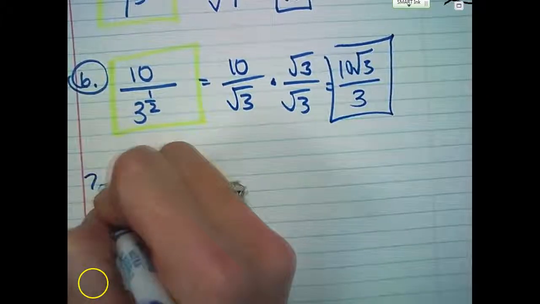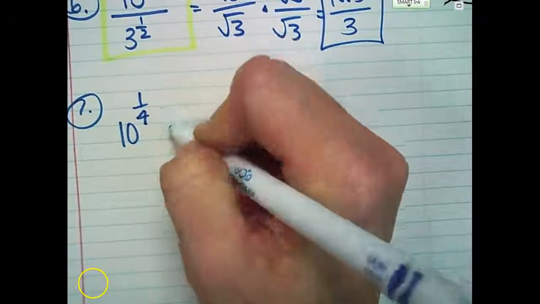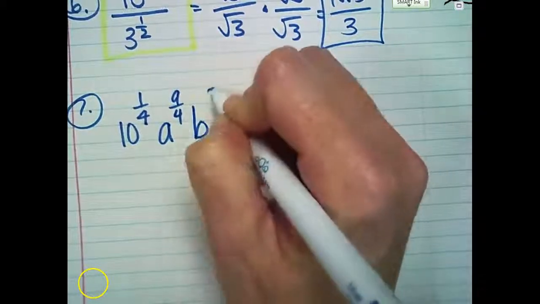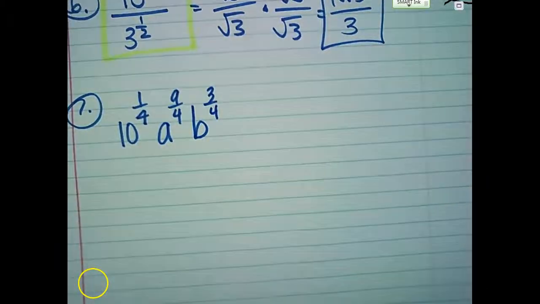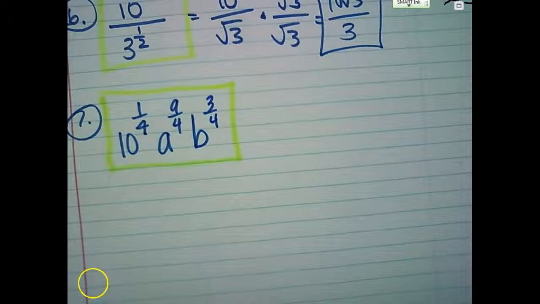Alright, so if you've tuned me out, now we're changing gears. You ready? These are different. So if I take 10 to the 1/4, a to the 9/4, and b to the 3/4. What were my directions? Do you guys remember? Write it in radical form. Agree? Those are not radicals. Those are exponents. What root are all of those, though? They have something in common.